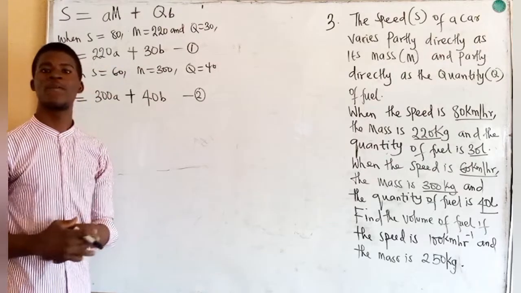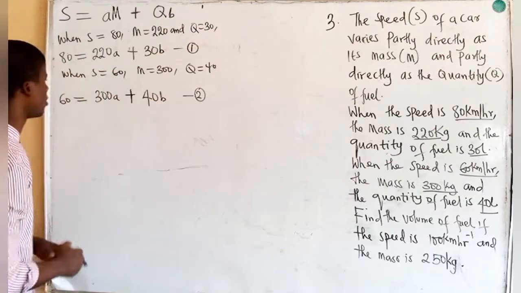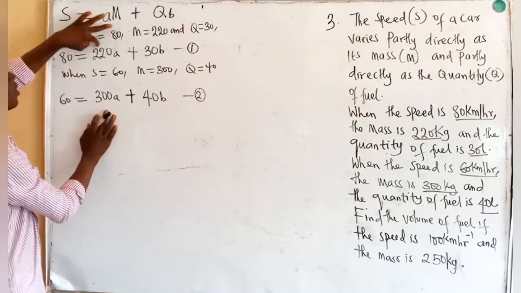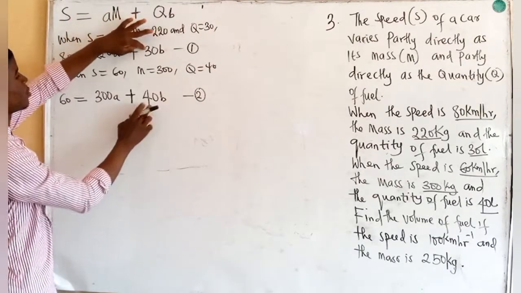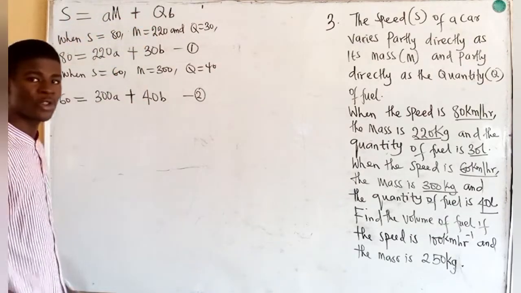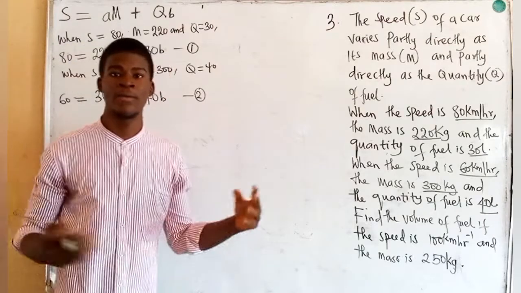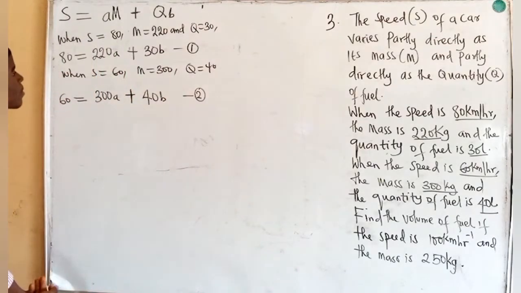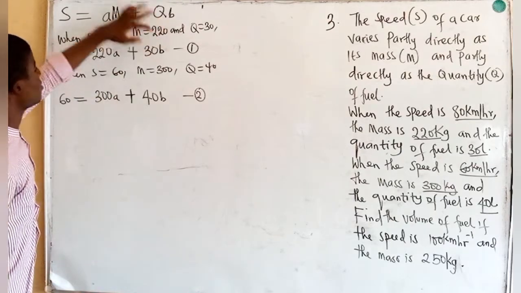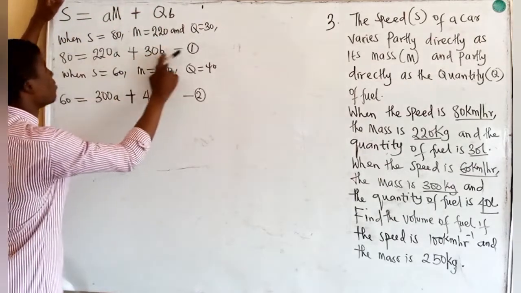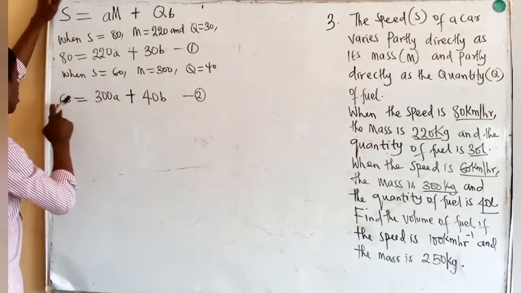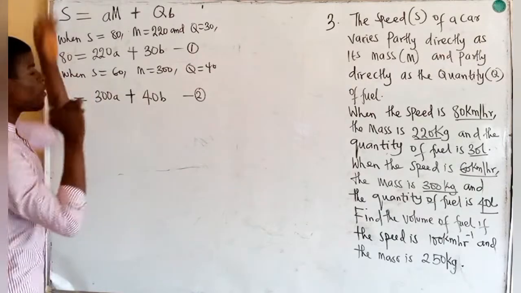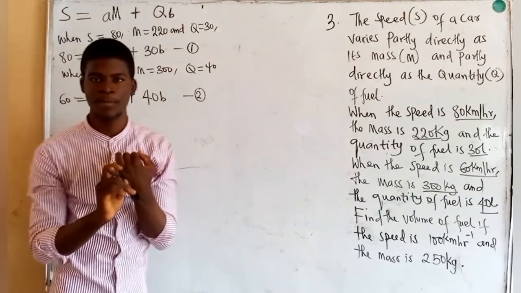So here is another opportunity for you to learn simultaneous equations. Now, I have 220A, I have 300A. I have 30B, I have 40B. So it's going to be difficult for us to do direct subtraction for eliminating. So what we do now is multiply the first equation by one number and the second equation by another number, so as to make the coefficients of one of the terms we want to eliminate the same.